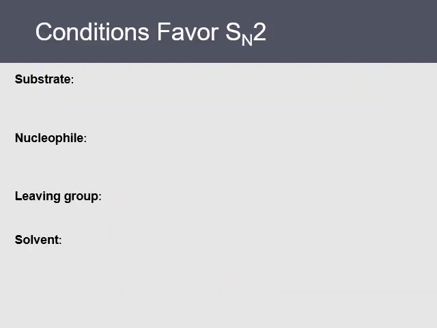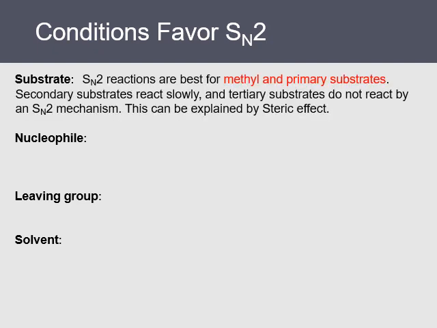In an SN2 reaction, a nucleophile attacks the carbon in an alkyl halide, so the substrate steric effect is important. The smaller, the better. So the best substrate is methyl, and then primary substrate, followed by secondary. Tertiary substrates do not react by SN2 reaction, okay?